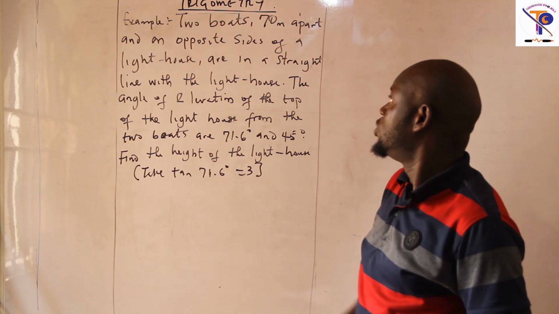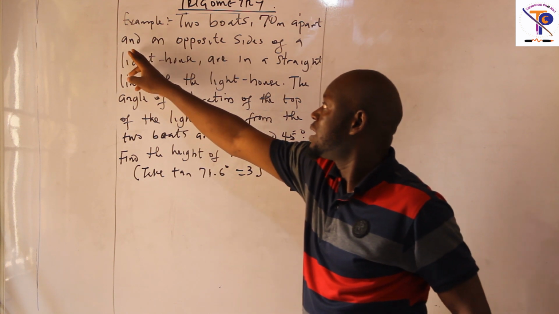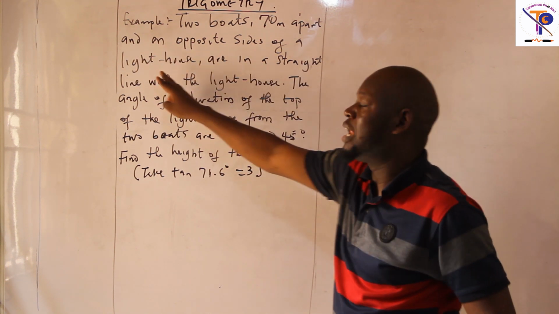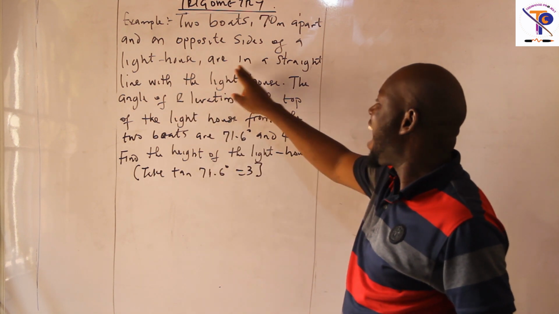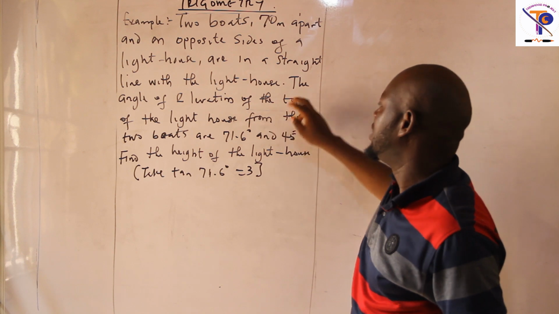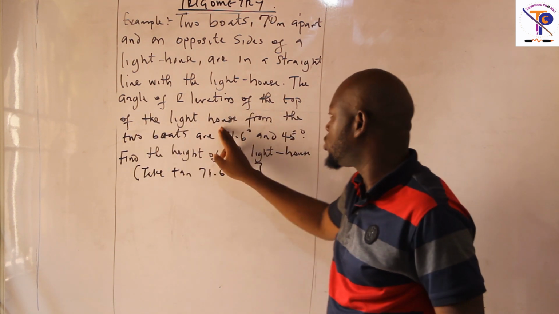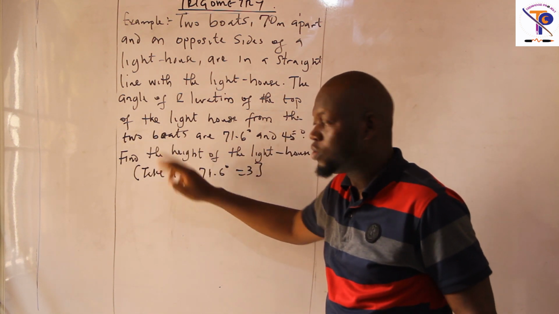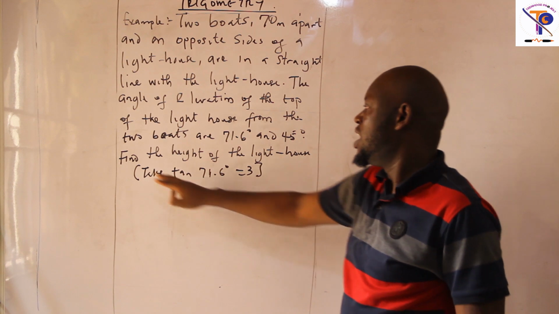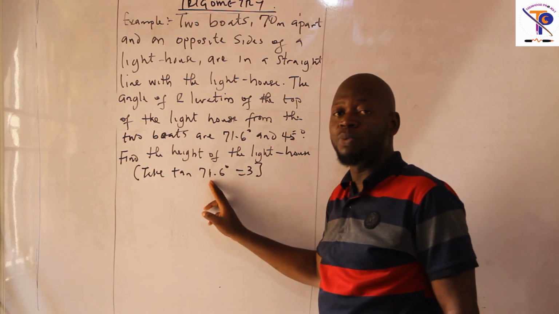This says two boats 70 meters apart and on opposite sides of a lighthouse are in a straight line with the lighthouse. The angle of elevation of the top of the lighthouse from the two boats are 71.6 and 45 degrees. Find the height of the lighthouse. We are taking tan 71.6 to be 3.